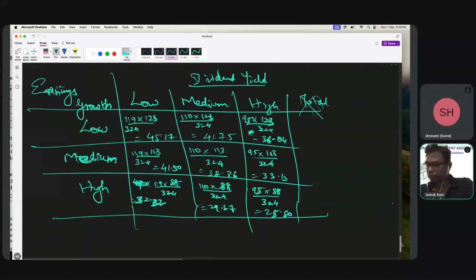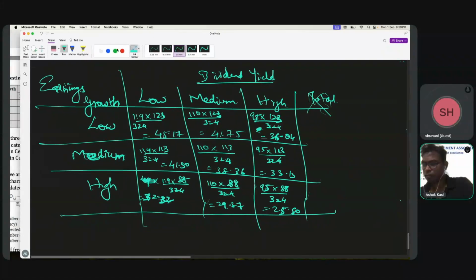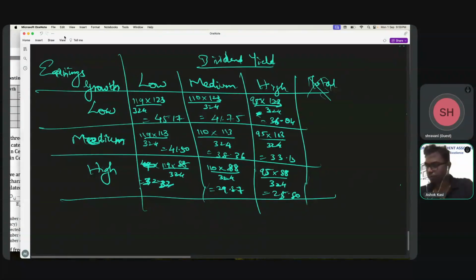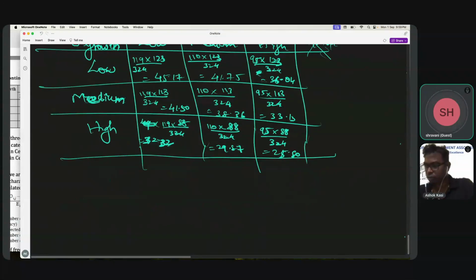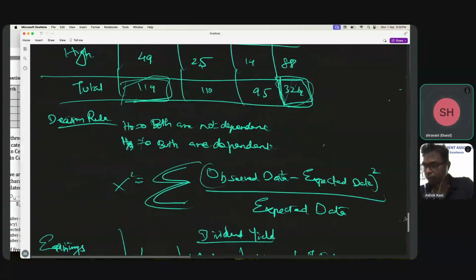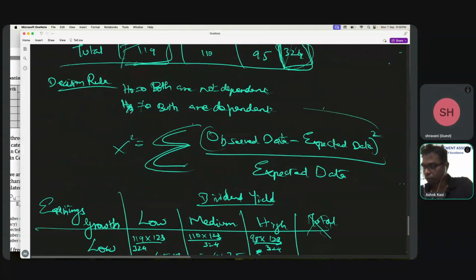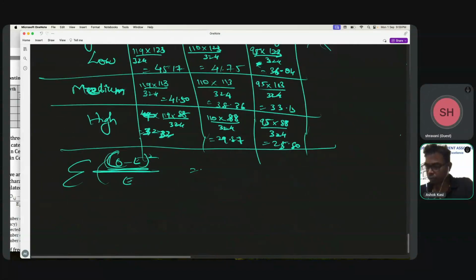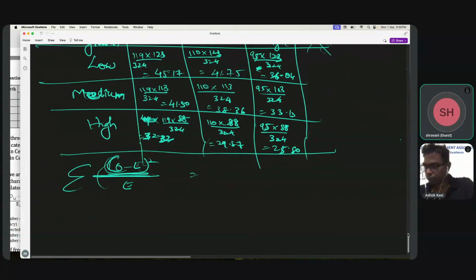It is very lengthy. I don't think they will ask you this lengthy a sum again, but something in this sum might be asked. Now I just have to plug in the numbers. The formula is observed minus expected, the numerator squared, divided by expected, and then totaled.